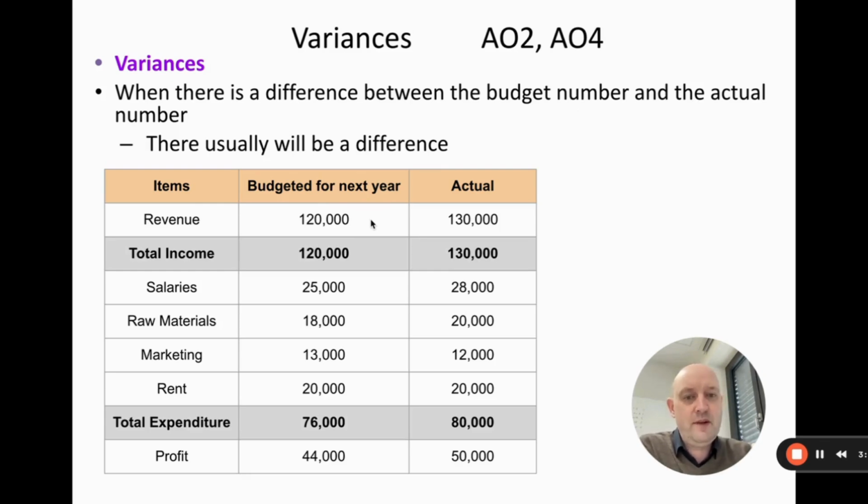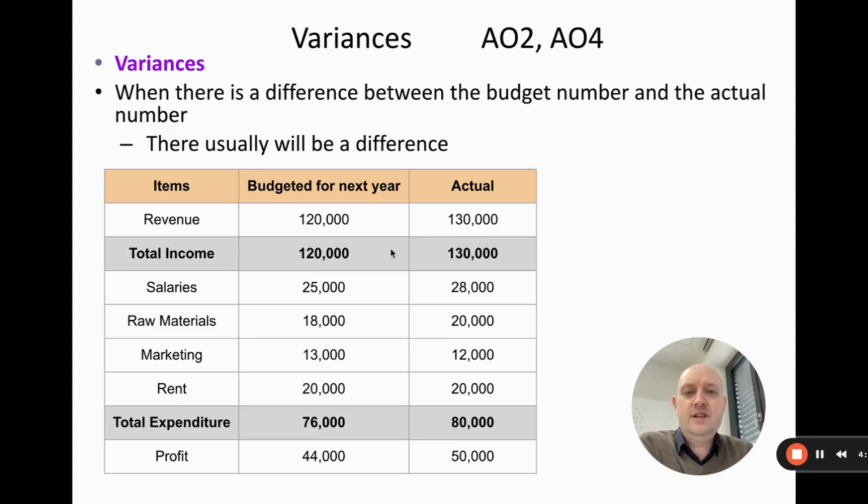We predict what we think the revenue is going to be. So at the start of the year, we think this year we're going to make 120,000 in revenue. Then at the end of the year, they calculated how much revenue they actually made, and they've worked out that they had an actual revenue of 130,000. So the budget number is the predicted number for the future, and the actual is the actual number at the end of the year.